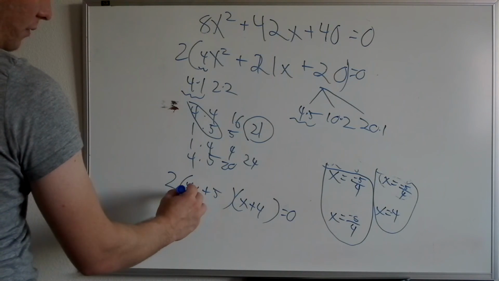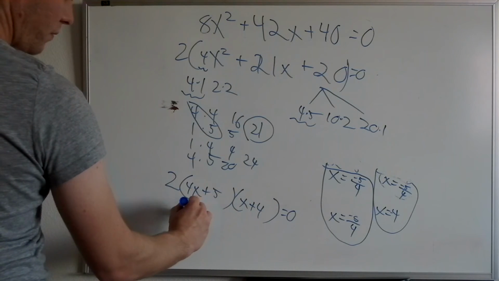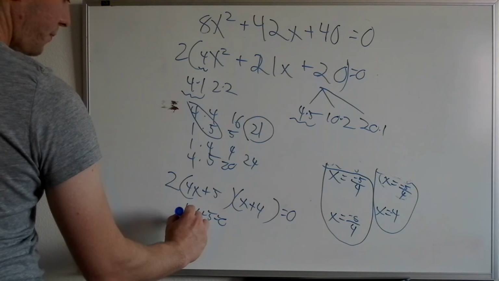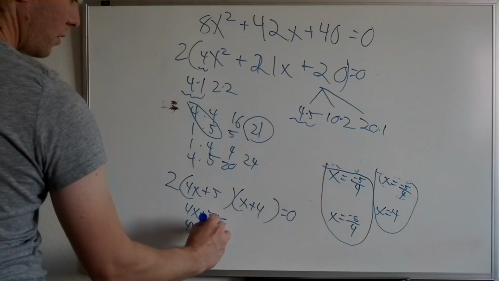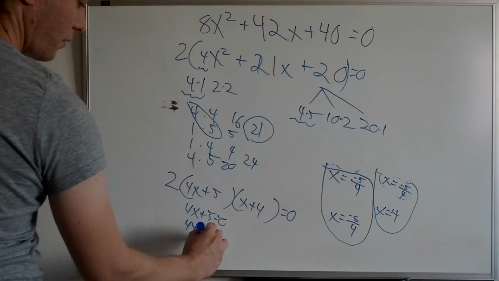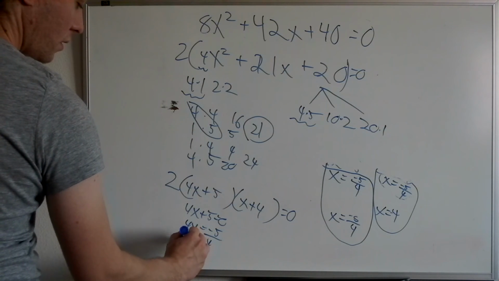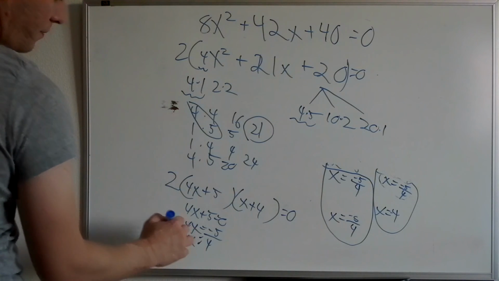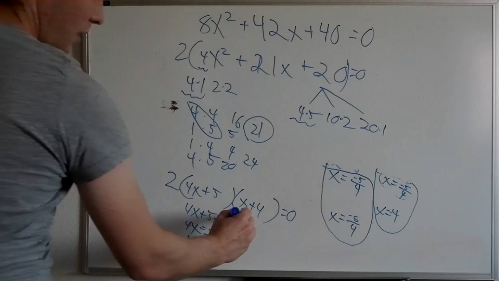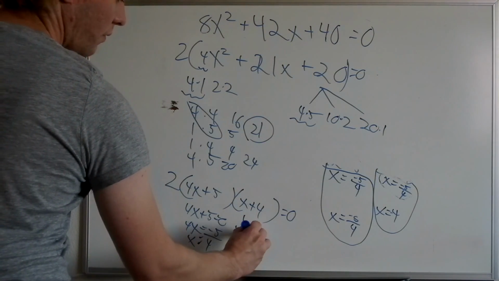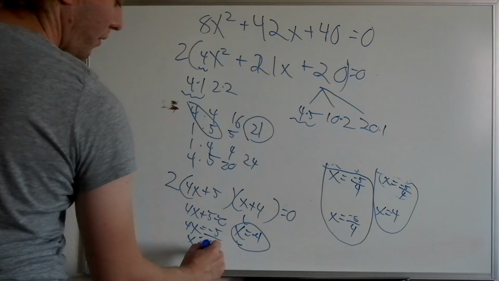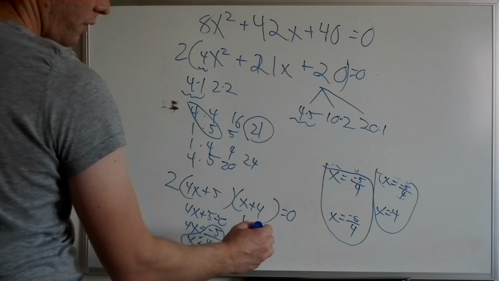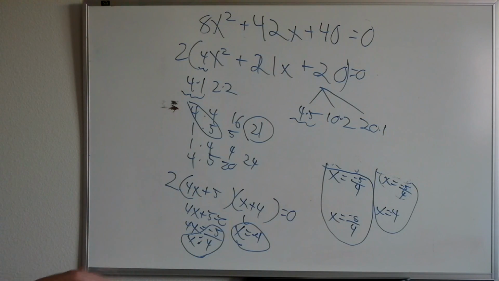So now we can set each of these equal to 0. 4x plus 5 is equal to 0, 4x is equal to negative 5, so x is negative 5 over 4. I skipped a step real quick. And this one will just be x equals negative 4. So again, we have x is equal to negative 5/4 and negative 4. That is all for this example.